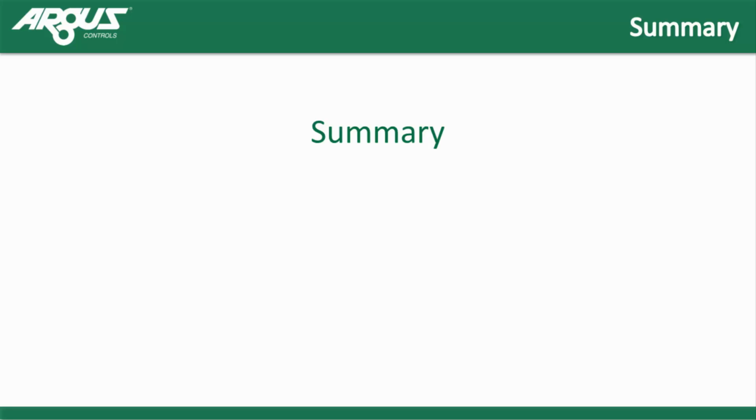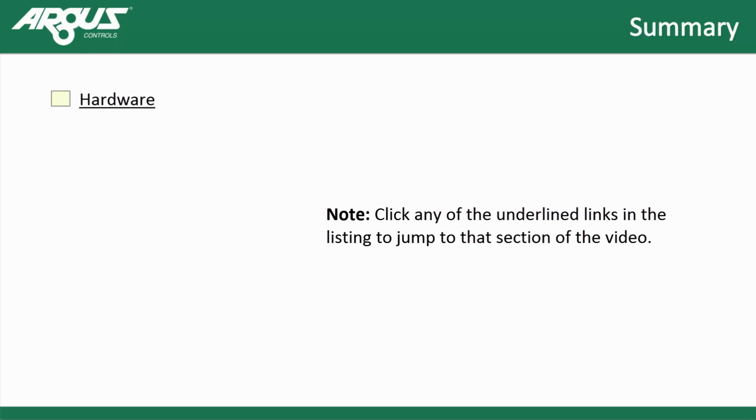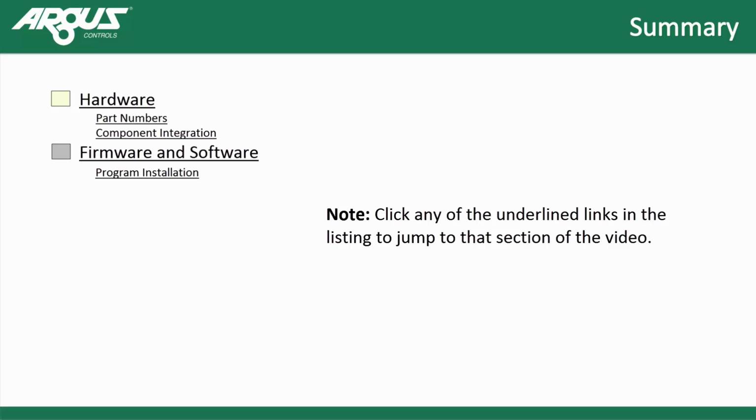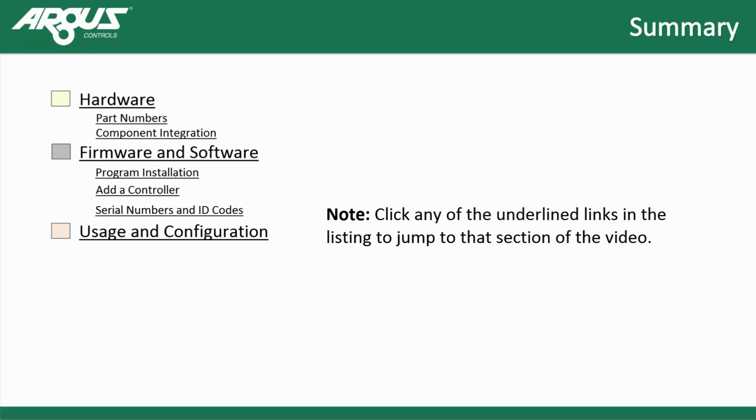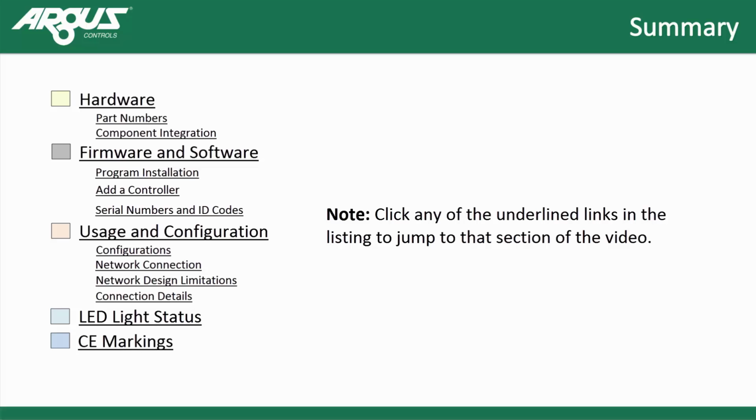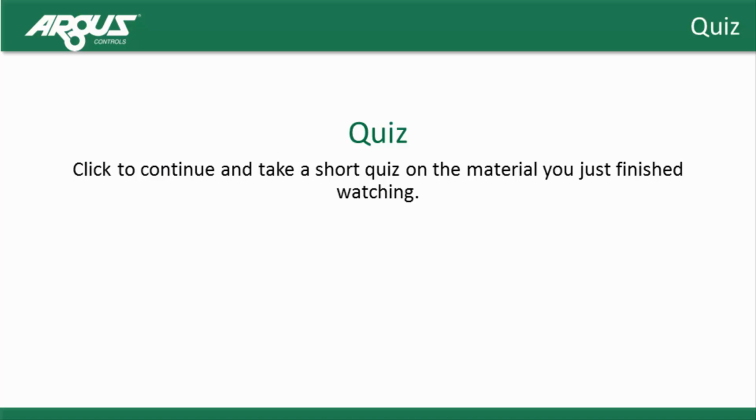Summary. Topics covered include hardware, part numbers, component integration, firmware and software, program installation, adding a controller, serial numbers and ID codes, usage and configuration, configurations, network connection, network design limitations, connection details, LED light status, CE markings, summary, and a short quiz. Next is a short quiz on the concepts you've learned today.